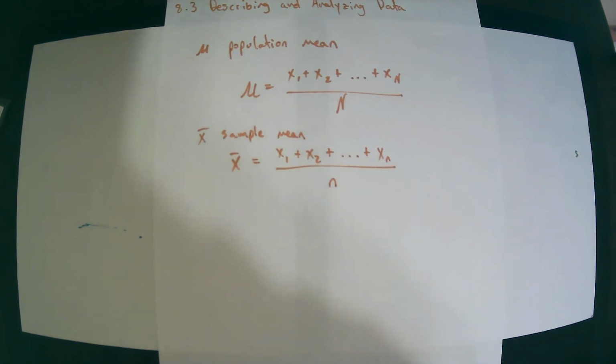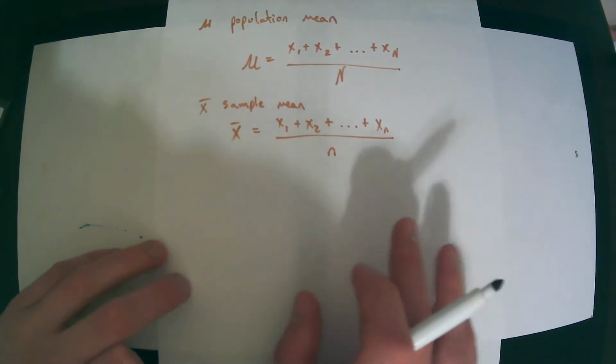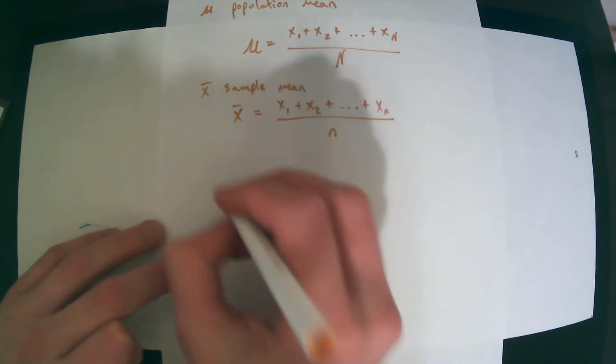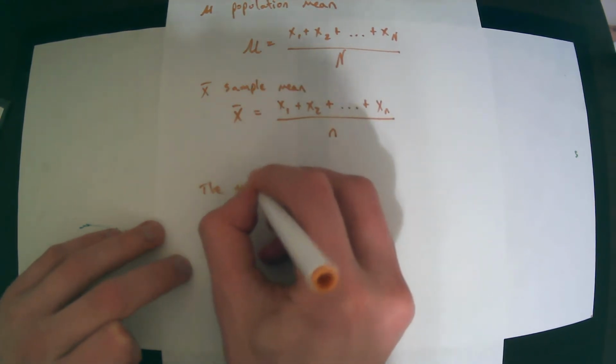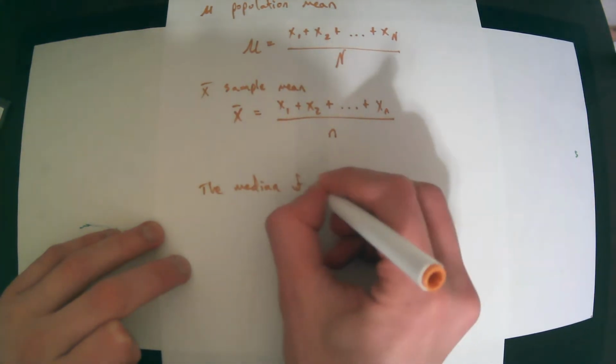All right, the median. What I'm going to do for all three of these is describe them, and then run one example to show you how these all go, because you're probably familiar with these measures of center already. So the median is going to be the literal center of the data set.